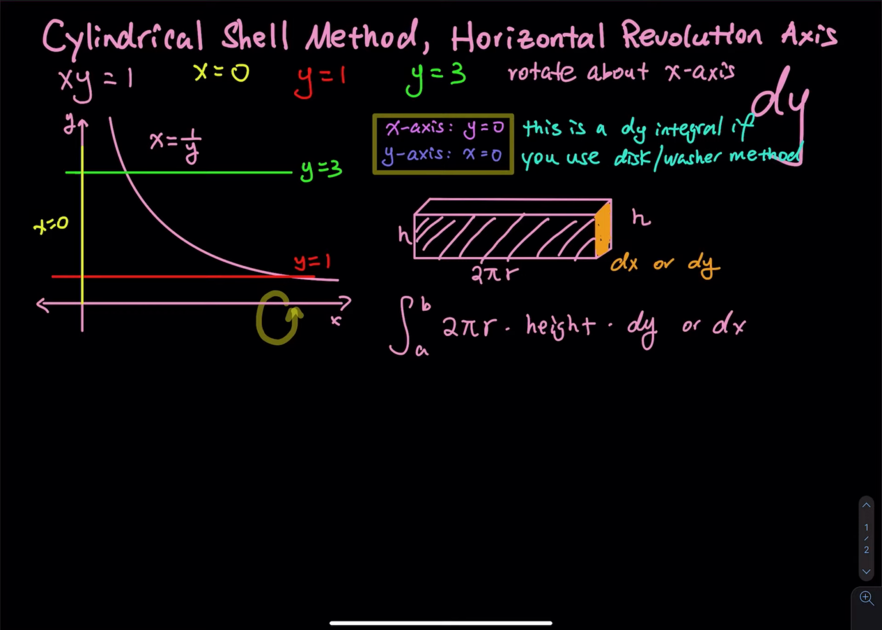Okay, back to this problem. x equals 1 over y, just like the reciprocal function. And then we have y equals 3, a green line, y equals 1, the red line, and x equals 0, which is on the y-axis.